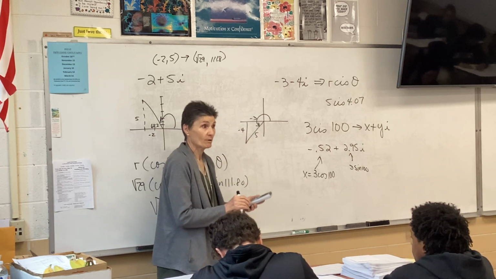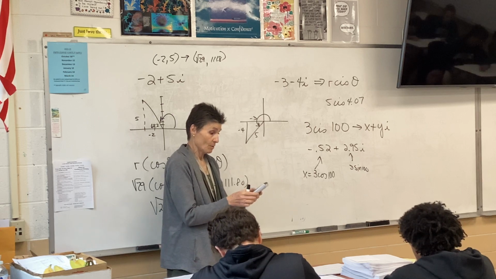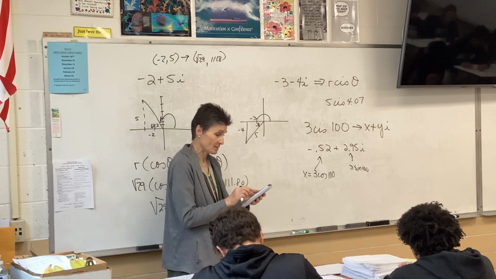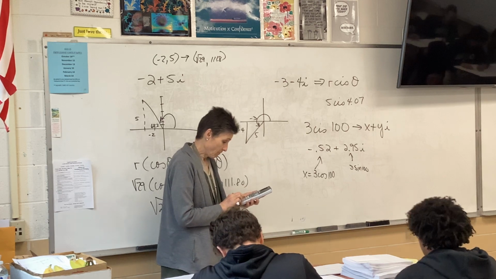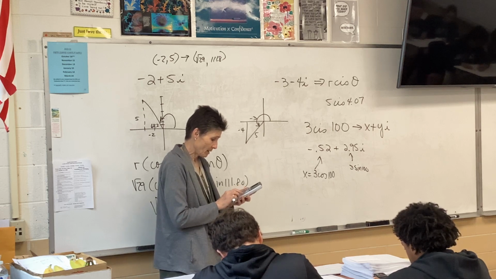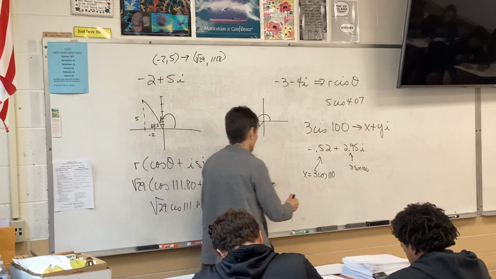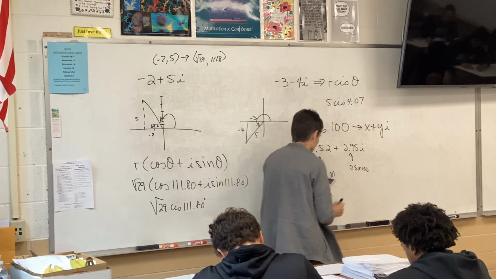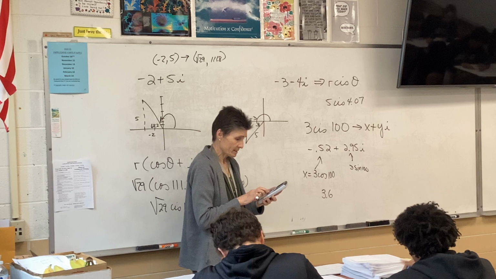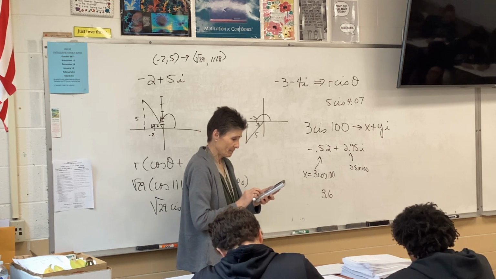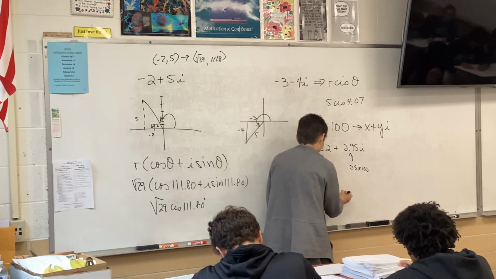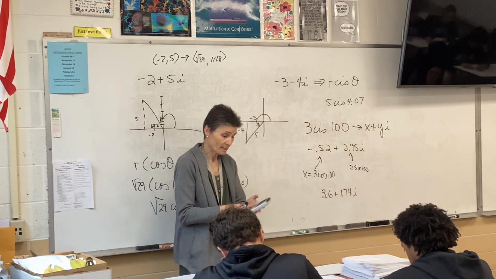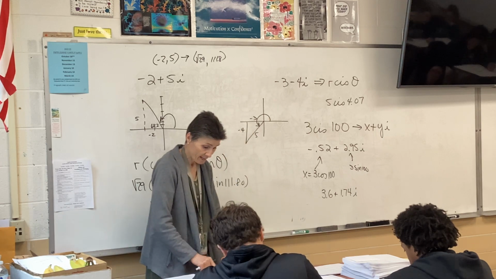All right, what about B? Same thing, only our calculator has to be in radians. You gotta pay attention to that. It's kind of a pain, but you gotta pay attention to it. So 4 cosine pi divided by 7, for that one I'm getting 3.6. 4 sine pi divided by 7, plus 1.74i. The I always goes with the y. It's x plus yi.